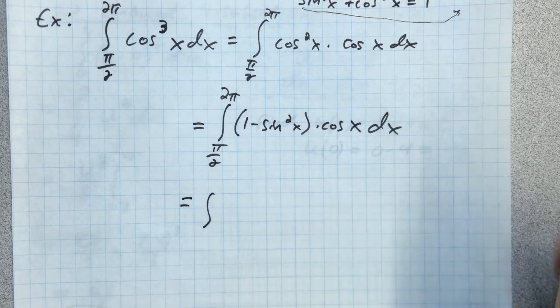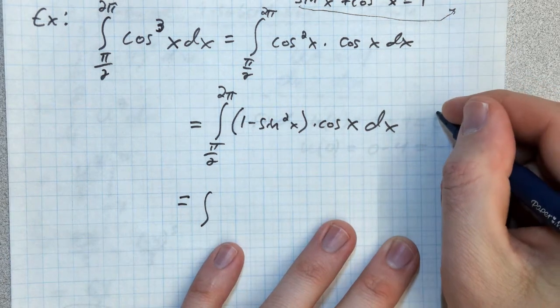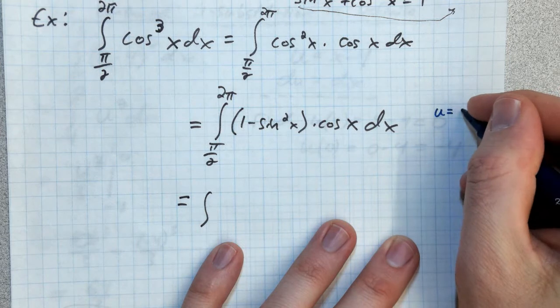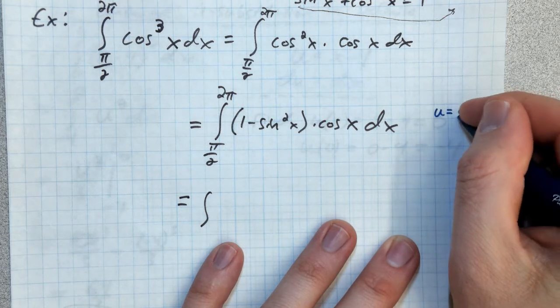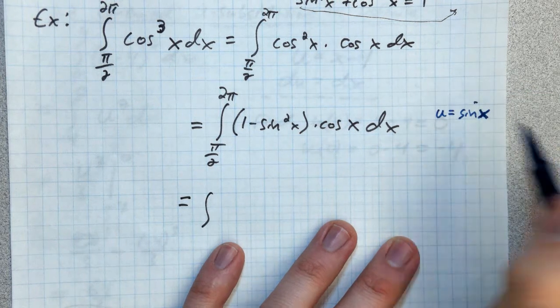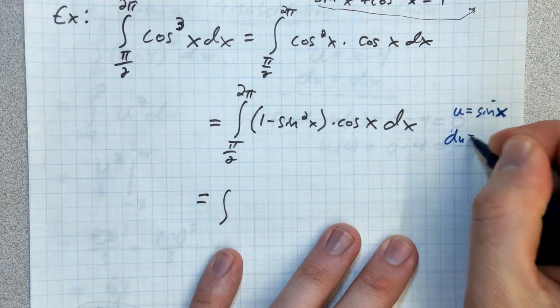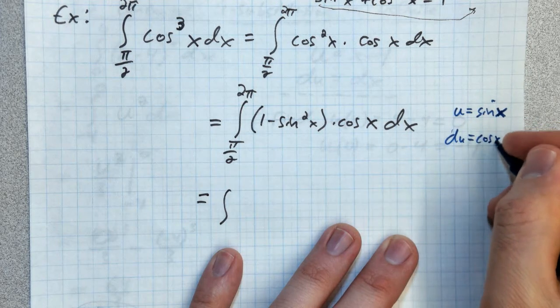So let's try that. All right, so let's go off to the side, and we'll try to make this as clear as we can. So we'll let u be sine x. All right, and if we do that, then du will be equal to cosine x dx.